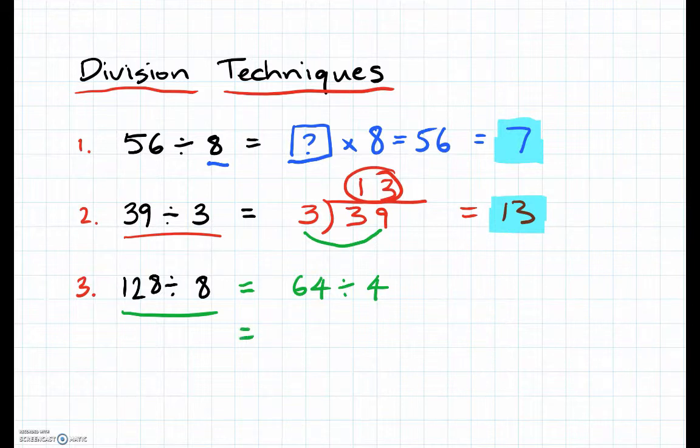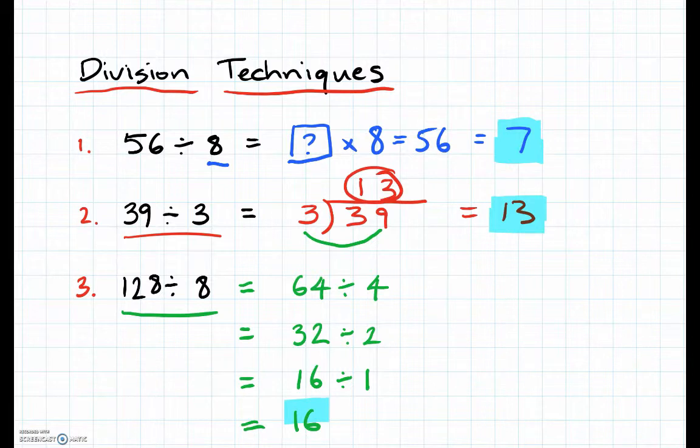So again, if I halve the 64, I get 32. And if I halve the 4, I get 2. I can keep doing this again. So half of 32 is 16. And half of 2 is 1. And finally, 16 divided by 1, I know that's just 16. So by halving both numbers, it has to be both numbers, you can't just halve one of them, I can get my answer eventually.